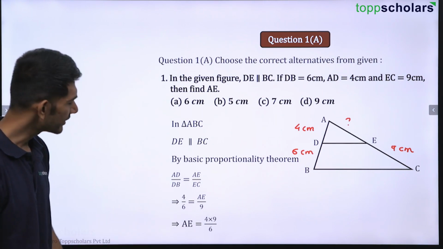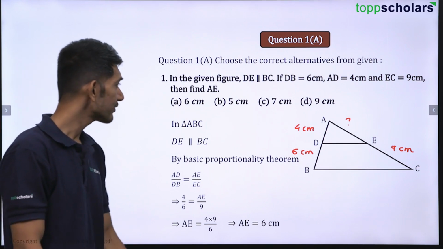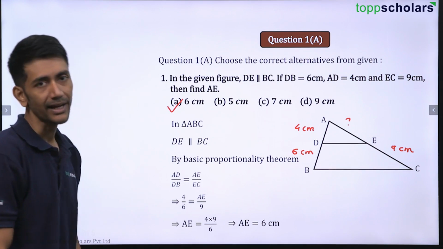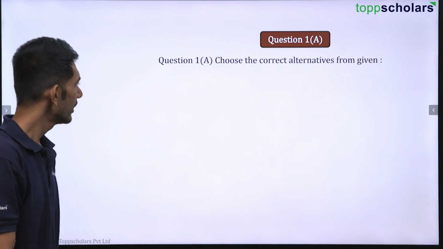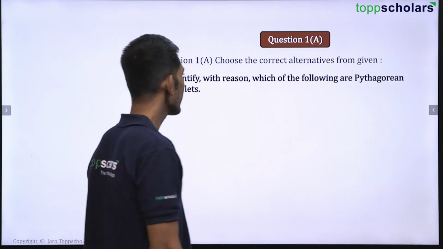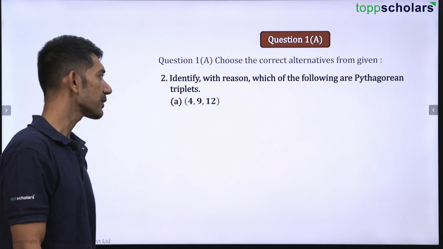9 fours are 36. 36 divided by 6 is 6. So yes, do we have 6 in the options? Yes, we have that. So 6 centimeter is the right answer. Correct? Perfect. So this is our question number 2. Here we are supposed to identify with reason which of the following are Pythagorean triplets.